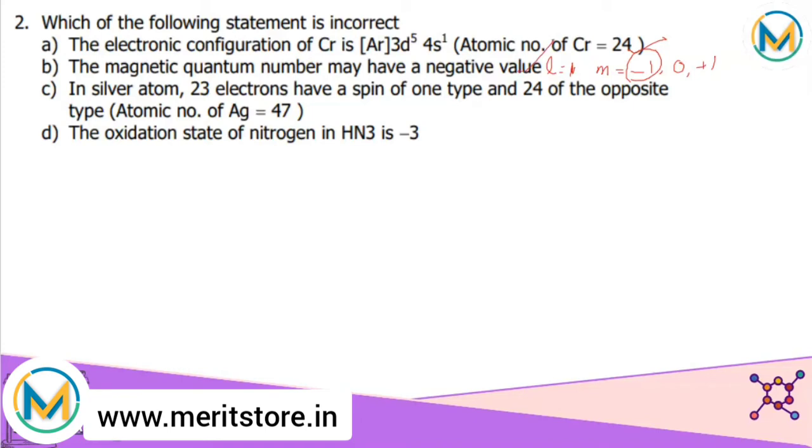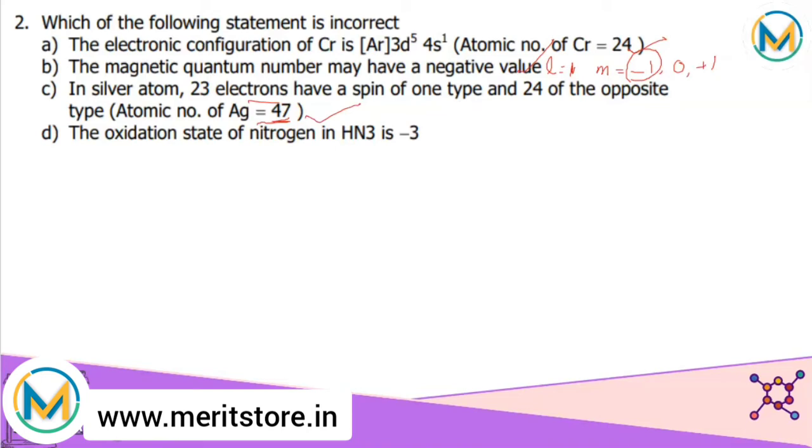Looking at option C. In silver atom, 23 electrons have spin of one type and 24 of opposite type. Atomic number of Ag, that is silver, is 47. In silver atom, 23 electrons have this because 2 electrons in an electron pair have opposite spin, and it has one unpaired electron. Okay, so 23 are pairs. So 23 have one type of spin and 24 have opposite type of spin. So this statement is also a correct statement.